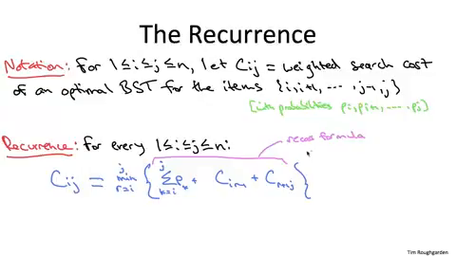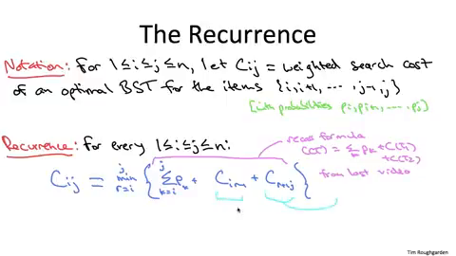So one extra edge case we should deal with is if we choose the root to be the first item, then the first recursive term doesn't make sense. Then we would have C of i, i minus 1, which is not defined. Similarly, if we choose the root to be j, then this last term would be C of j plus 1, j, which is not defined. Remember, indices are supposed to be in order. So in that case, we just interpret these capital C's as 0.